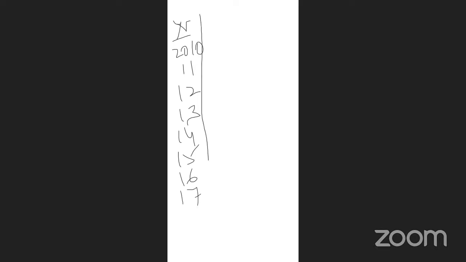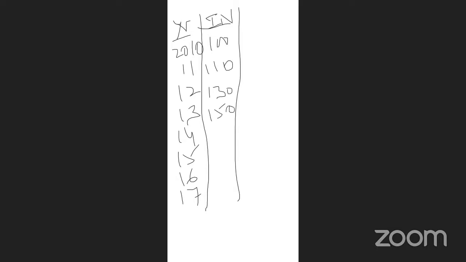Now, first, this is the problem which is given to us. 2010, 11, 12, 13, 14, 15, 16, and 17. These are the years which are given to us. The next, the index numbers already calculated are 100, 110, 130, 150, 175, 180, 200, and 220. This is what is already given.